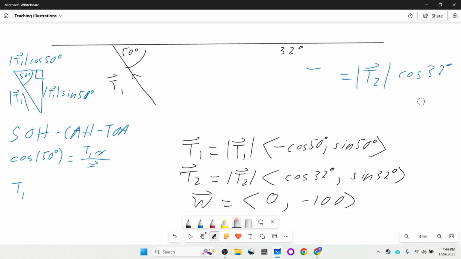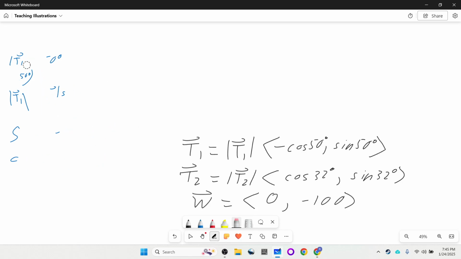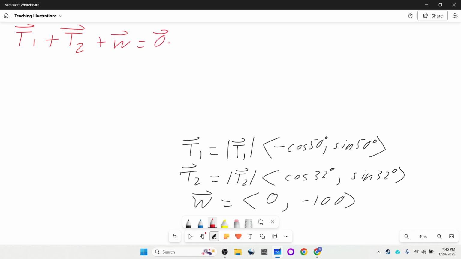Because now that we've worked out the vectors, we know they add up to 0, so we should be able to treat this as a system of equations. So let's say t1 plus t2 plus w equals the 0 vector. So I'll go ahead and distribute these in now.